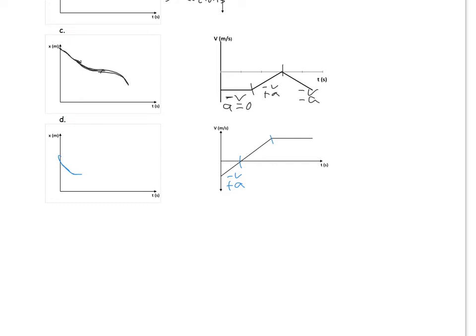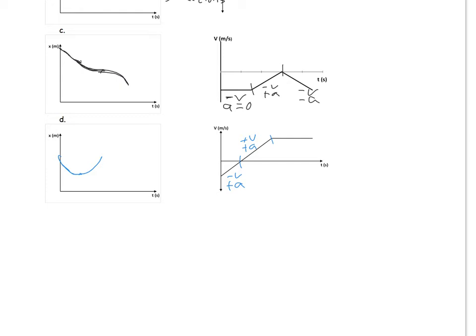We then cross the axis, which remember means we're changing directions, that point right there. And now we have a positive velocity and still a positive acceleration. So on my position graph, we're going to be going up and continue to be concave up, so something like that. And that's showing speeding up.